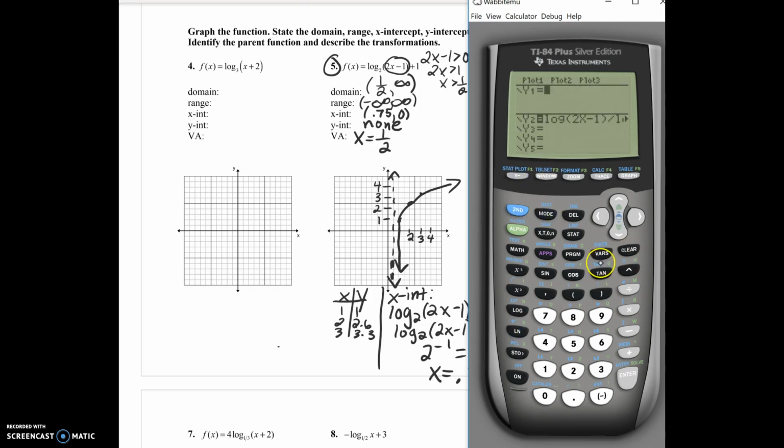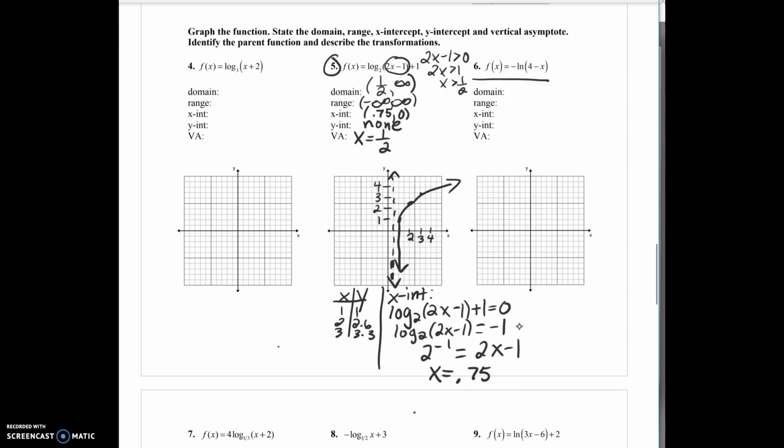Sorry, clear this out. This would be your ln if you're trying to type in the ln, which is actually easier than log base. That's just log with base e. All of the values in the table you're going to get will be decimals. And then when you're solving for the x-intercept for this, I would make this into log base e of 4 minus x equals 0. And then this would cancel anyway, so e to the 0 equals 4 minus x, and then you could finish solving that.